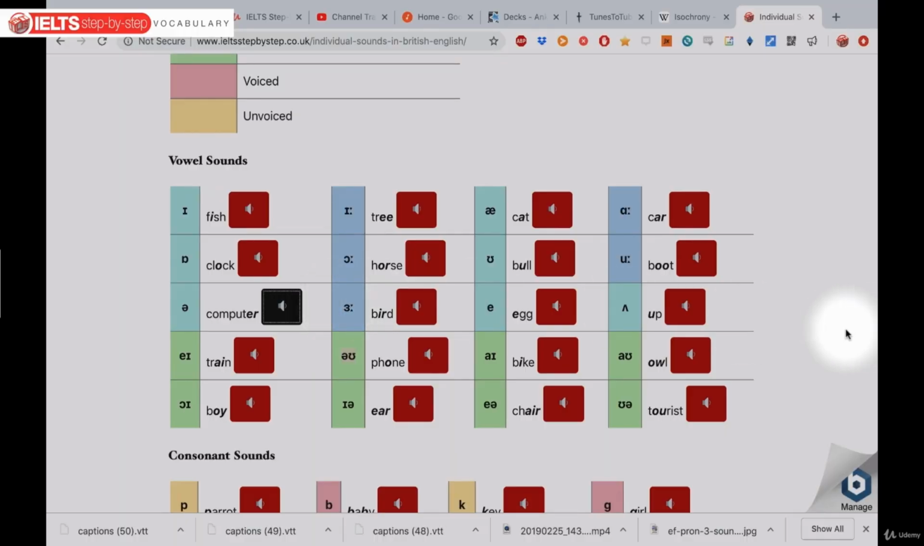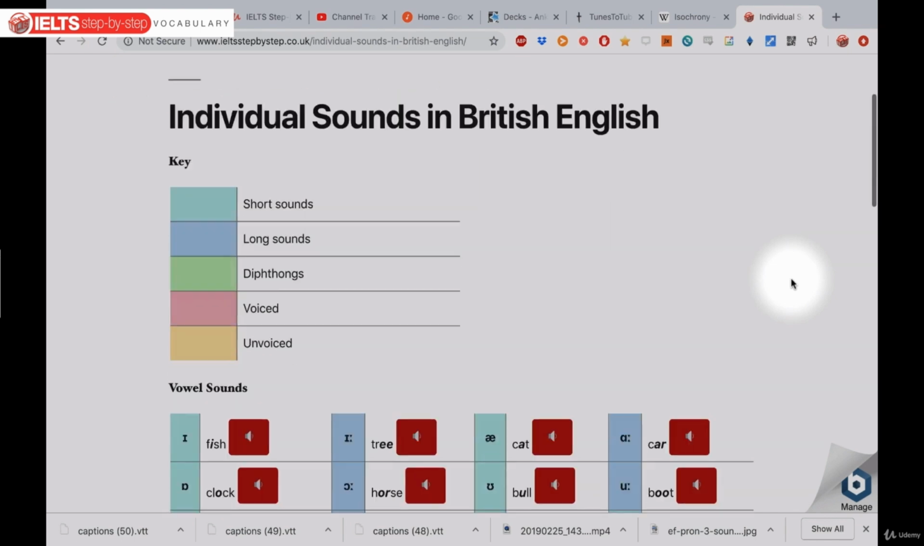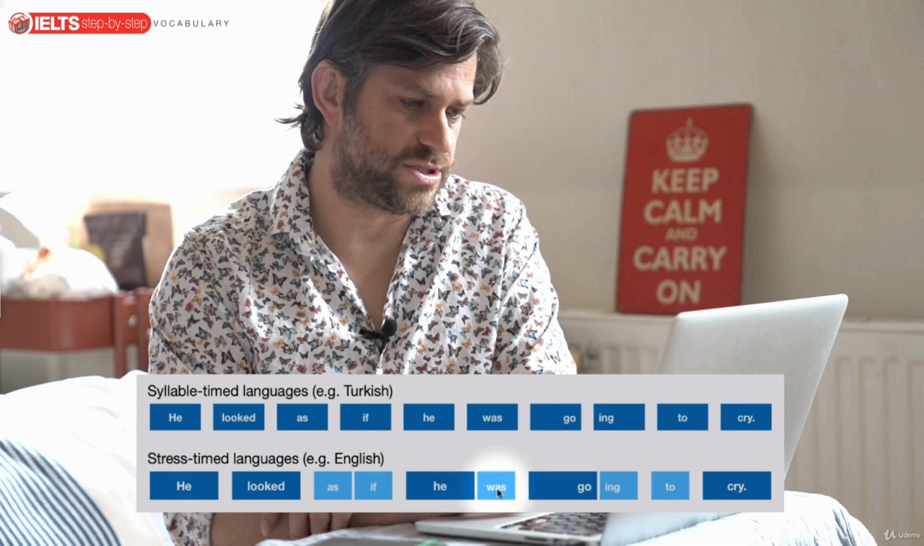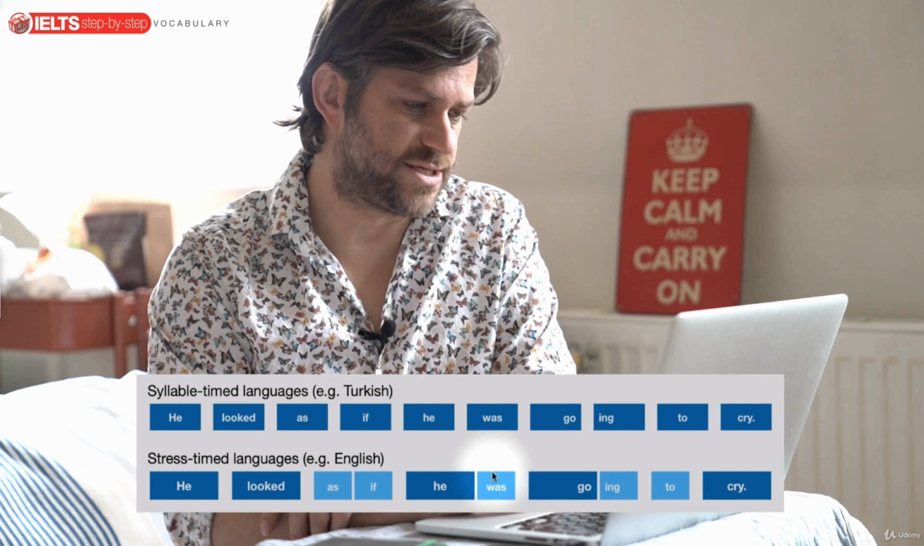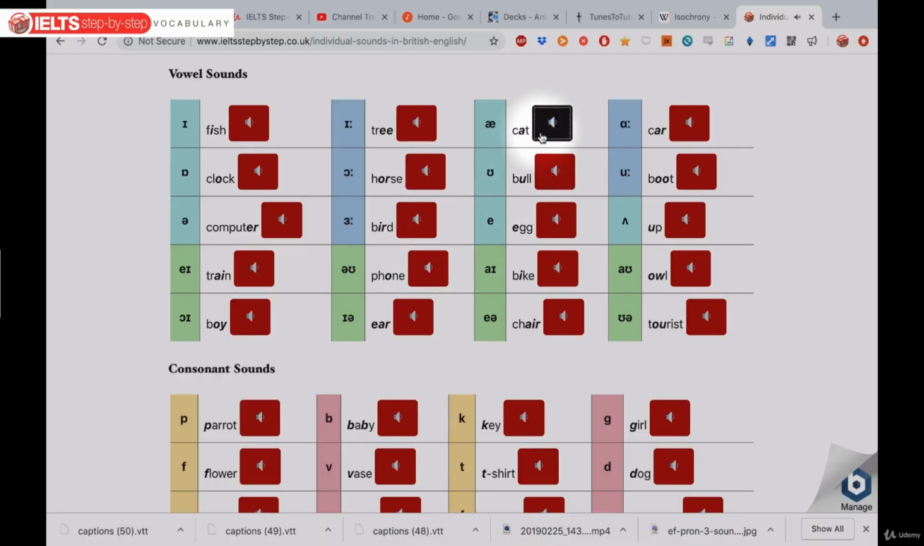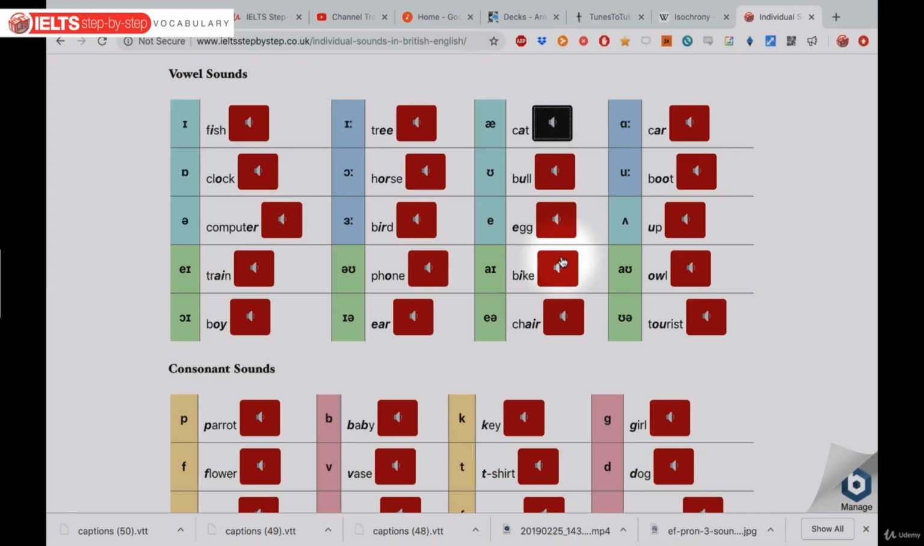So this is from the individual sounds on my website that we looked at last time, and we've got these words: as, if, was, and let's just do to. So as, if, was, and to. Now if I put this word by itself, if I read it out from the dictionary, it would be pronounced "as". So if we go over here, it's this one. Cat. Cat, as. This one over here, if it was by itself, it would be pronounced "if". It's like fish. Fish. If.